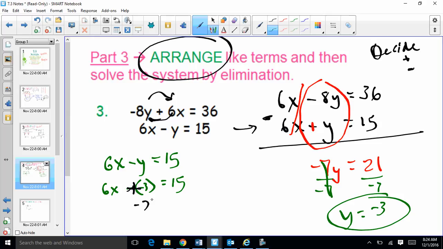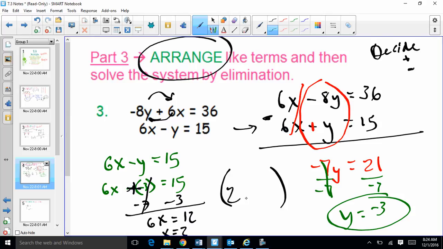I subtract 3 on both sides. It's not a 3, that's a 3. That's a little better anyway. And then 6x equals 12, and that means x equals 2. So my solution is 2, negative 3.